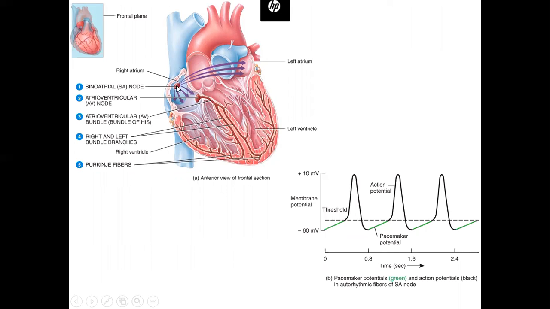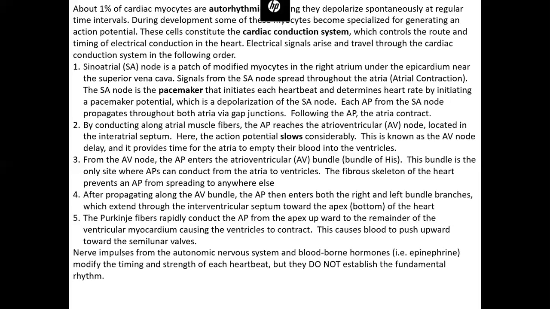When the SA node fires an action potential, that action potential spreads not only through the right atrium, but across through the interatrial septum and then causes the left atrium to fire as well. And then following that, both the atria contract in unison. So very, very cool. The way that those action potentials are able to spread away from that SA node is through those gap junctions that we just talked about.